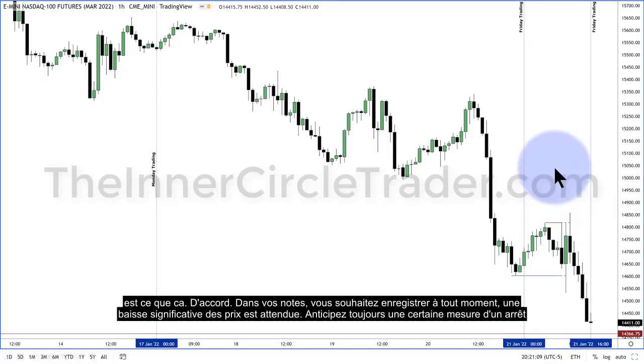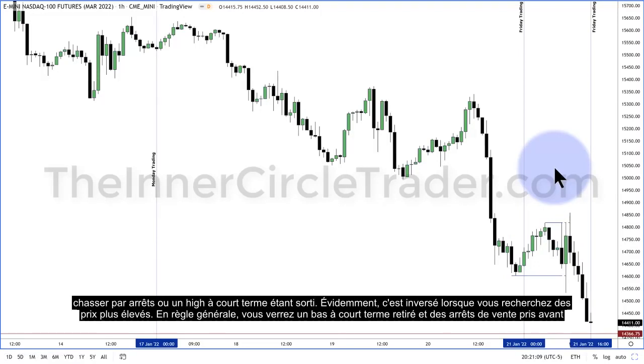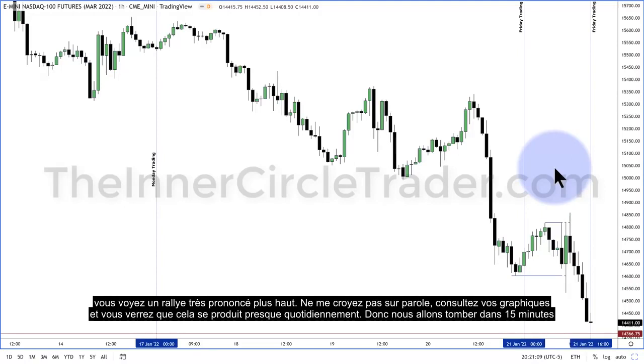Okay. In your notes, you want to record that anytime a significant price move lower is expected, always anticipate some measure of a stop hunt on buy stops, or a short-term high being taken out. Obviously, it's reversed when you're looking for higher prices. Generally, you'll see a short-term low taken out and sell stops taken before you see a very pronounced rally higher. Don't take my word for it. Go through your charts and you'll see it's actually occurring almost on a daily basis.